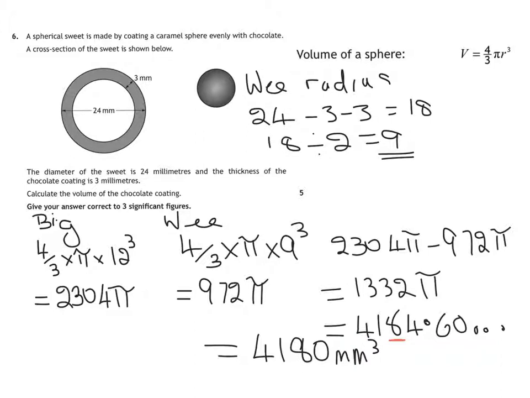Done and dusted. So marks. You need to show that you have to take away the big one and the wee one. So you need to show that you're working out 2 volumes. That's your first mark. Second mark, working out your big volume. Third mark, working out your wee volume. Fourth mark, getting to this stage here. Fifth mark, actually doing your sig fig.